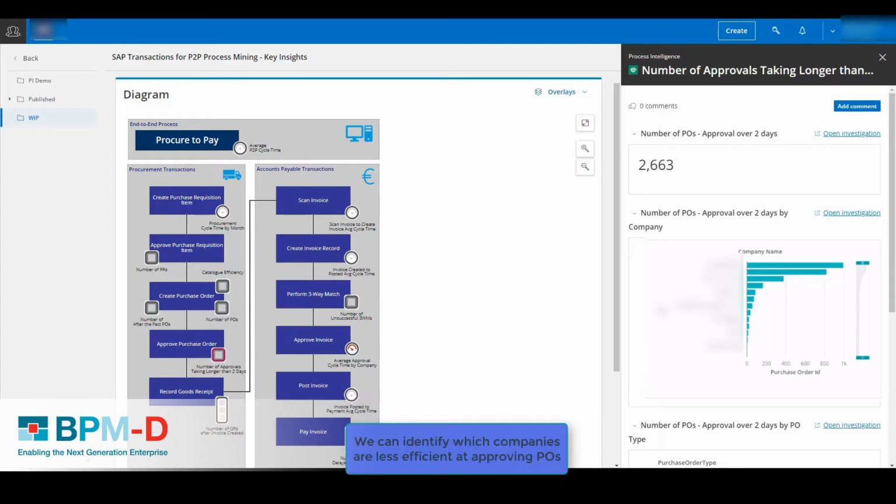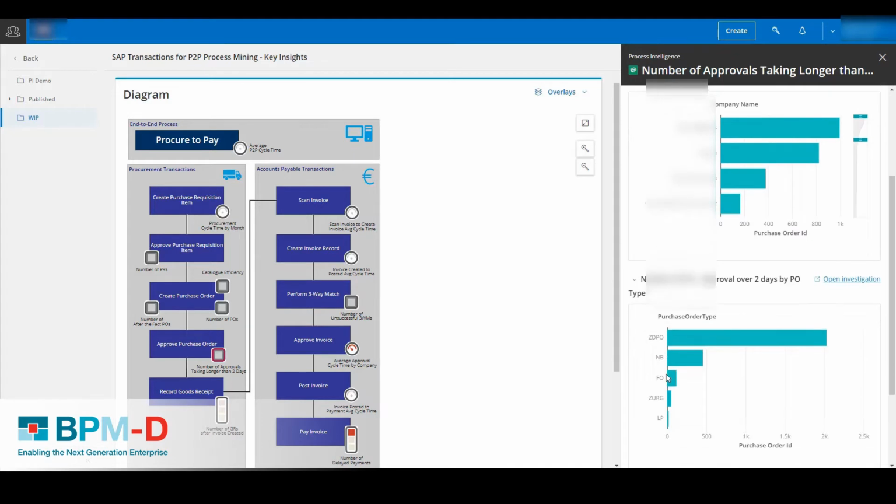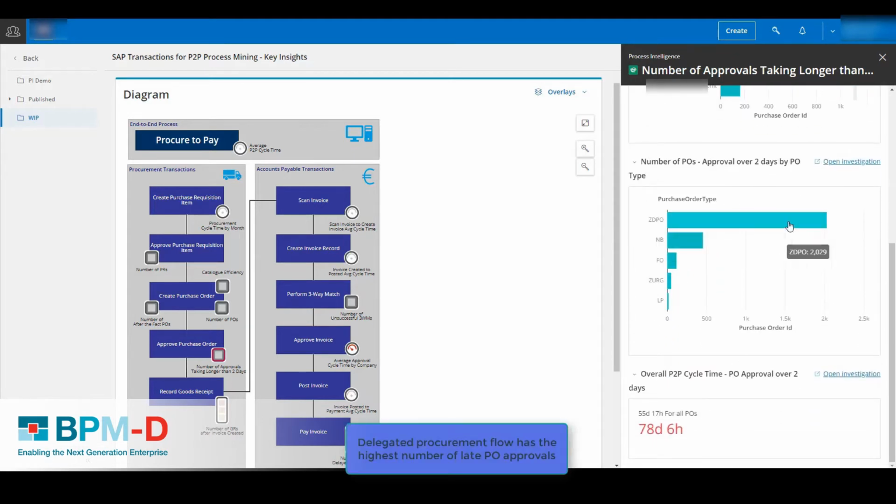Here we can see the companies with the highest number of POs with a greater than 2-day approval time. We can also view this by PO type, with the delegated procurement flow visibly struggling to approve POs fast enough.